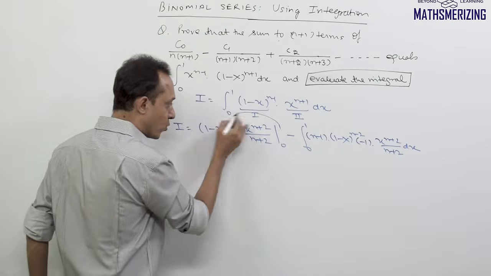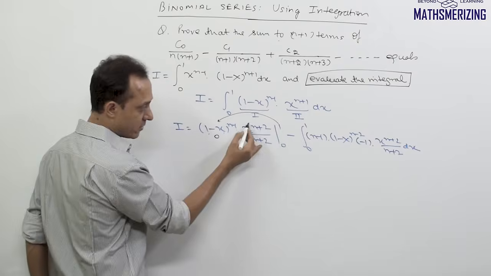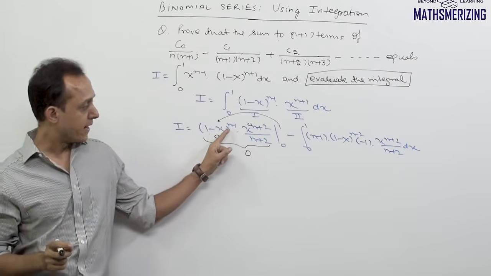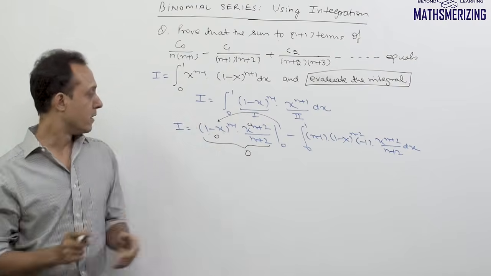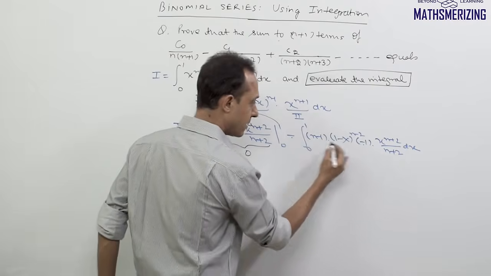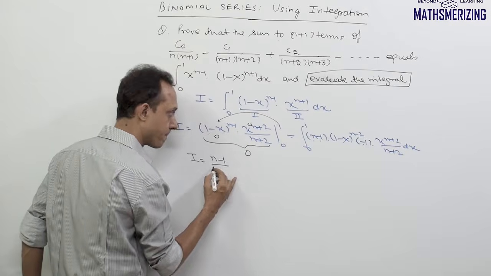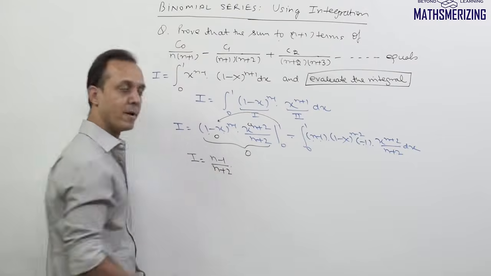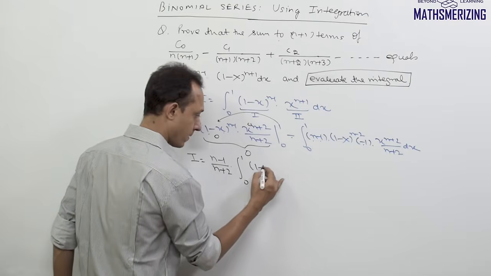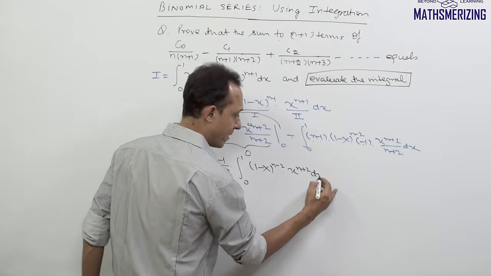Now when I put x as 1, this 1 minus 1 will be 0. And for the second part, when I put x as 0, this term will be 0. So the value of this first expression will be 0 as long as the value of n is 1 or greater than 1. Now here minus and minus will be plus. So n minus 1 and n plus 2 are constants, so I'll take them out. I'll write n minus 1 upon n plus 2, and I'll get this integral from 0 to 1 of 1 minus x to the power n minus 2 and x to the power n plus 2 into dx.